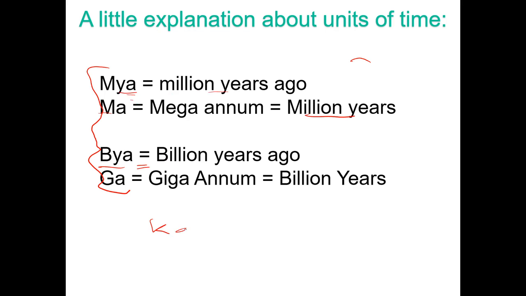Sometimes you'll see things like KA or KYA. The K stands for kilo, and you might remember that means 1,000. So that would be 1,000 years. We're not going to start using KA and kilo annum until we get to fairly recent times, okay? Because in this class we're going to be talking about things that happened usually billions to hundreds of millions of years ago, okay?